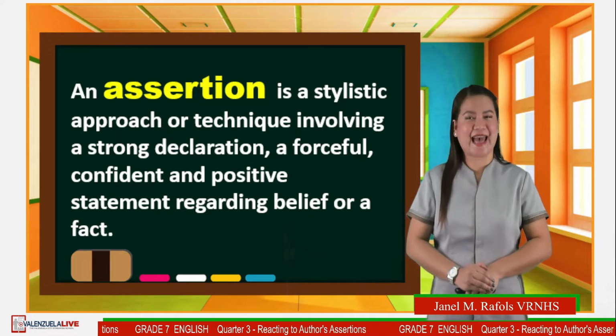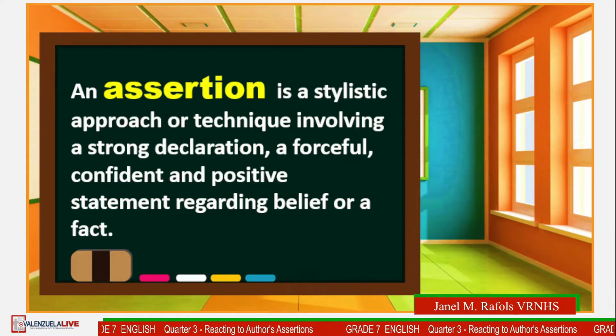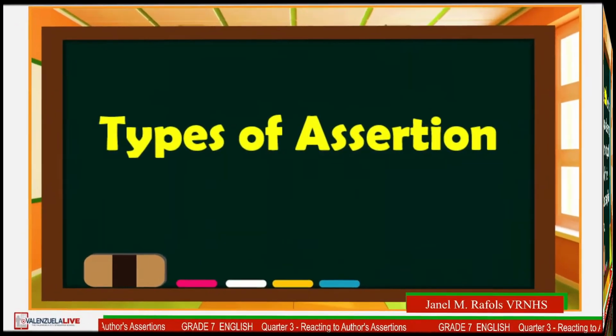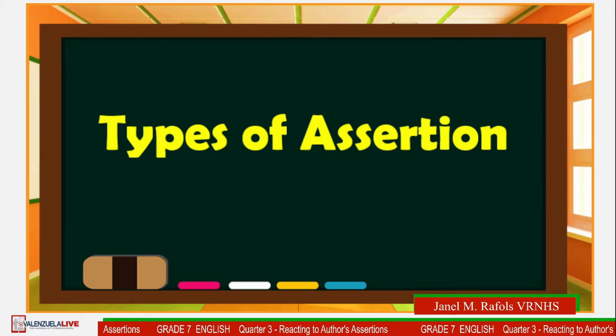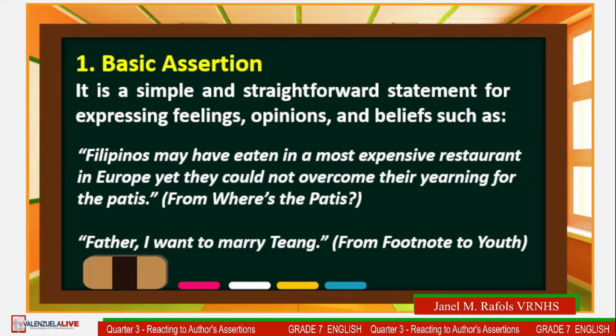We have different types of assertion. Let's discuss each of them. Types of assertion. Basic assertion. It is a simple and straightforward statement for expressing feelings, opinions, and beliefs, such as: Filipinos may have eaten in the most expensive restaurant in Europe, yet they could not overcome their yearning for the patis. Father, I want to marry Thea.